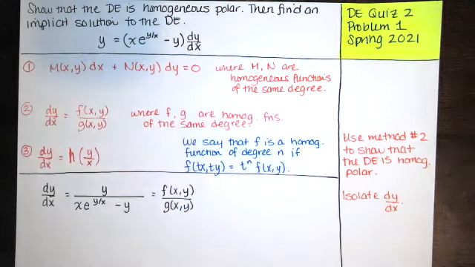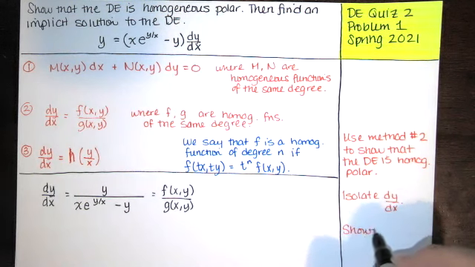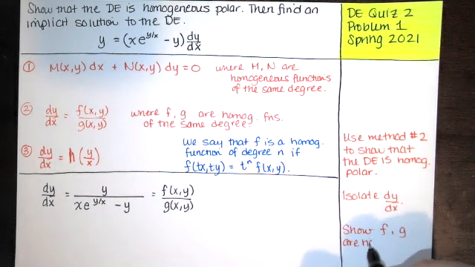And it says, show that the differential equation is homogeneous polar. So we know that they should be homogeneous functions of the same degree. So let's actually prove that that's true. So let's show that f and g are homogeneous functions of the same degree.